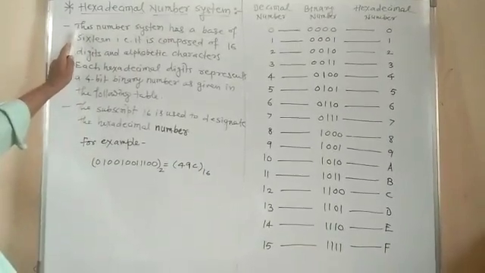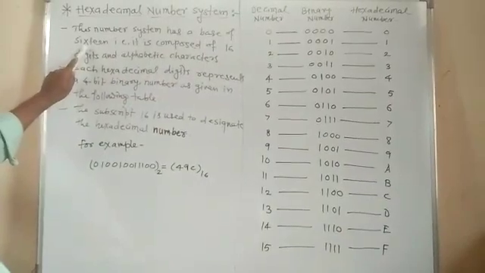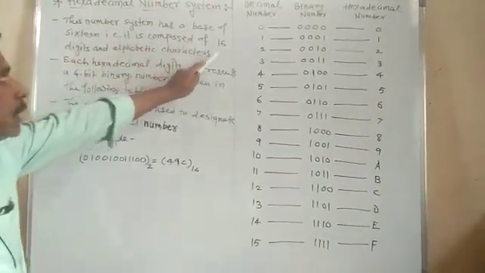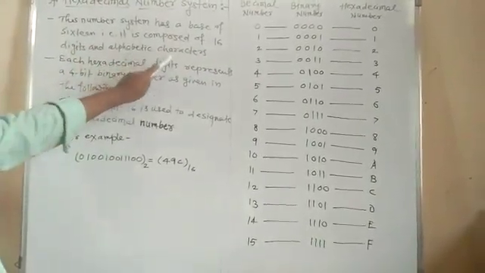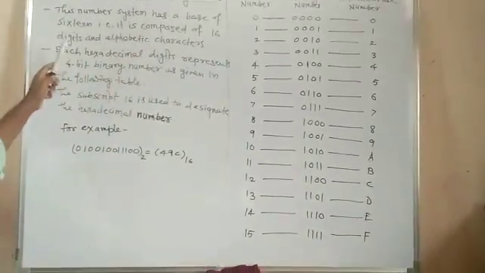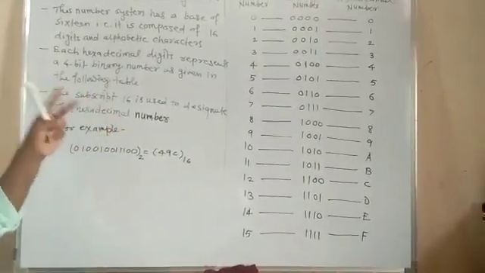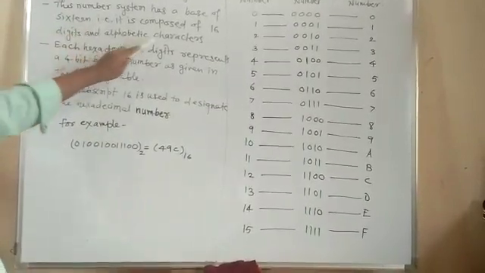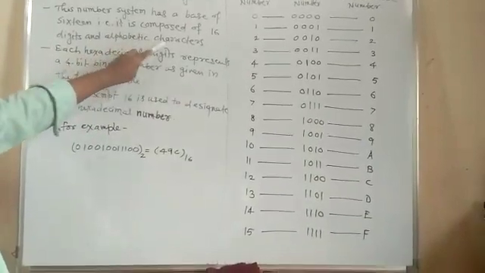First point is this number system has a base of 16. That is, it consists of 16 digits and alphabetic characters. There are 16 characters. Yes, as we have two symbols in binary and 10 symbols in decimal, here in hexadecimal number system we have 16 digital and alphabetical characters.